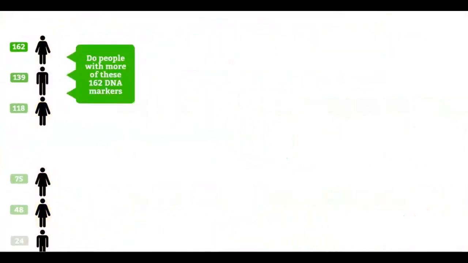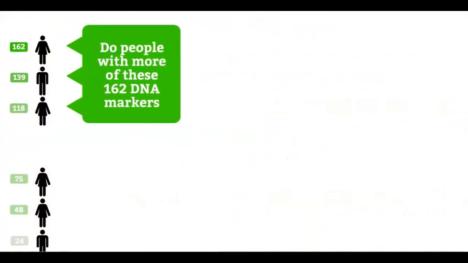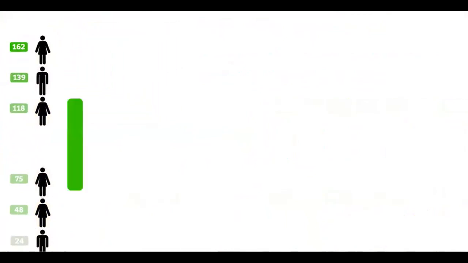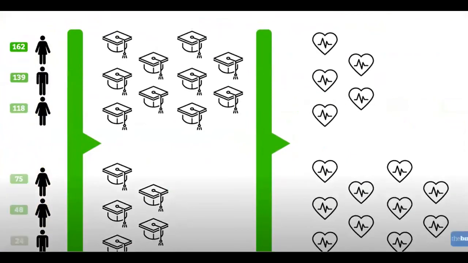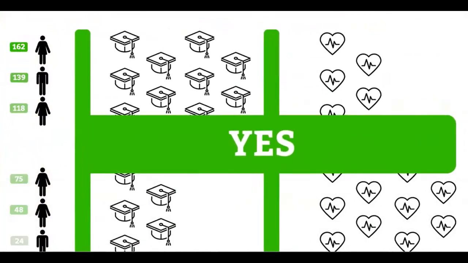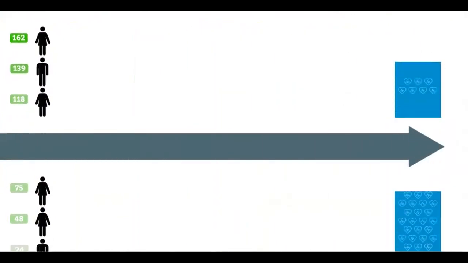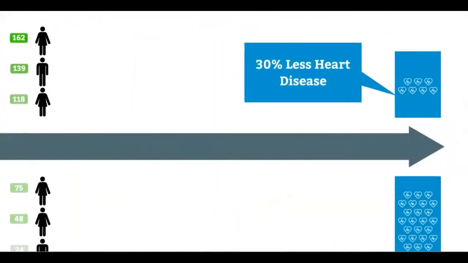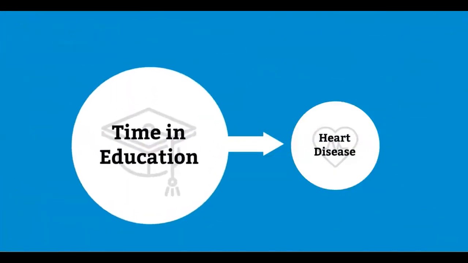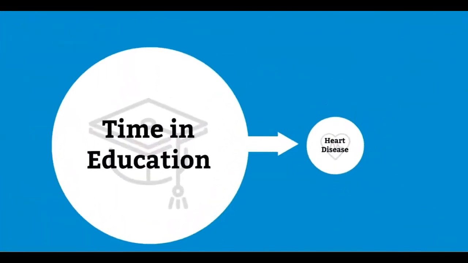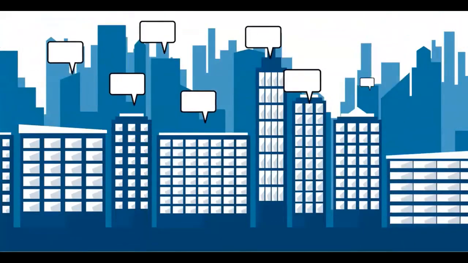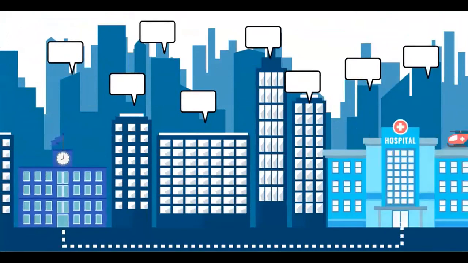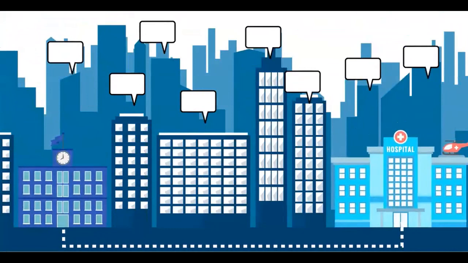Researchers then asked the question, do people with more of these 162 DNA markers, and therefore slightly more education, develop less heart disease later in life? The answer is yes. The group with more education developed about 30% less heart disease. This finding suggests that longer education prevents the future development of heart disease. This means that doctors, public health experts, politicians, and civil society groups who advocate for more education may also be doing a big favor for the health of our hearts.